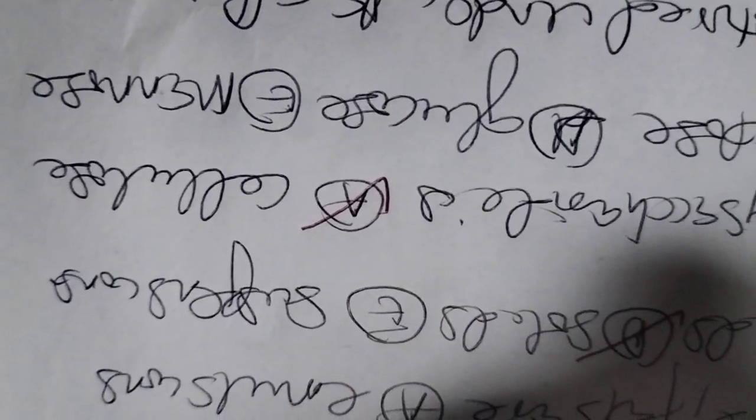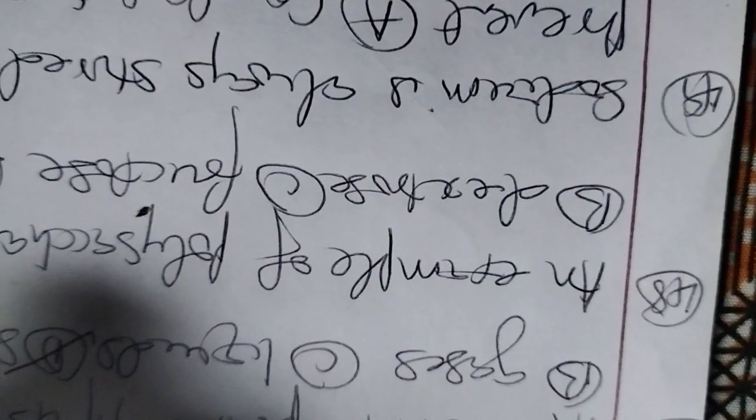48. An example of a polysaccharide is A, cellulose, B, dextrose, C, fructose, D, glucose, and E, mannose. The answer is A, cellulose. Cellulose is an example of a polysaccharide.